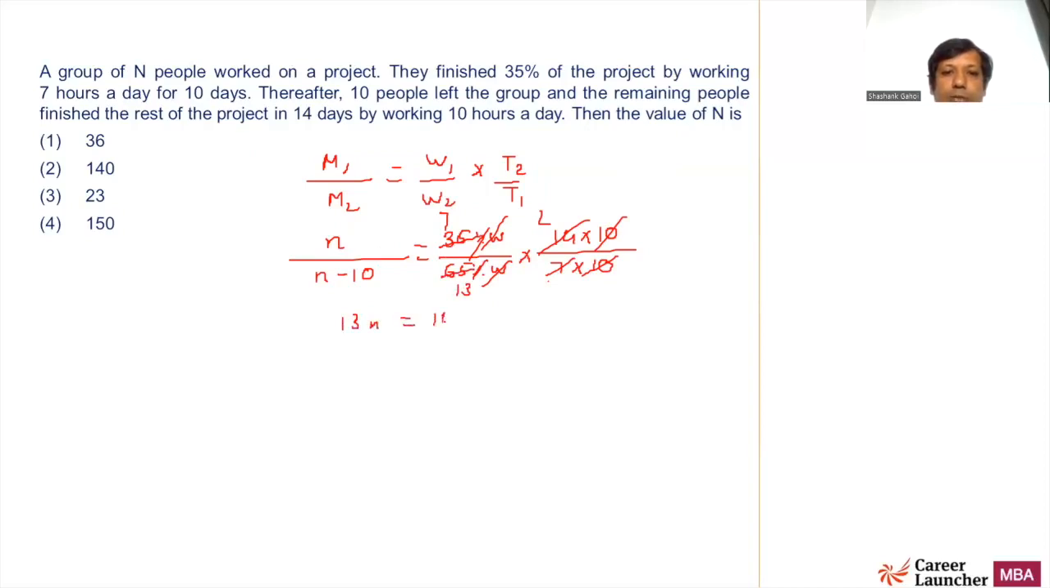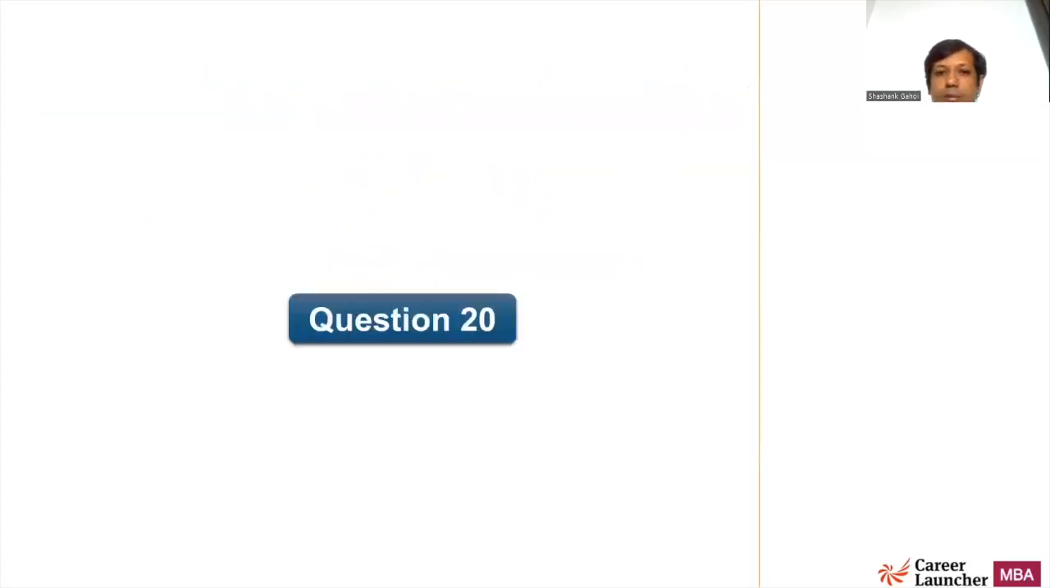13n comes out to be 14n minus 140. So from here, I'm going to get n is equal to 140. And that's going to be the answer of this question. That is option 2. Now, question number 20.